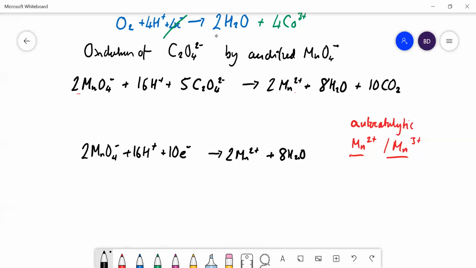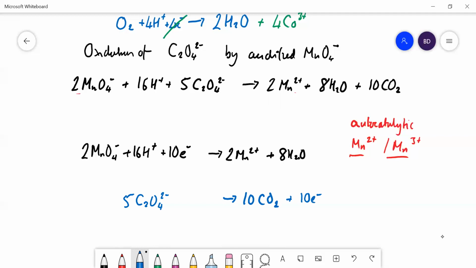Let's do the ethanedioate. So you've got 5 C2O4 2-, and we want 5 CO2, that's going to go to the carbon dioxide, 10 CO2s. We don't need to balance any oxygens or hydrogens there, we just need to balance the charges, so you want 10 electrons on the right hand side.